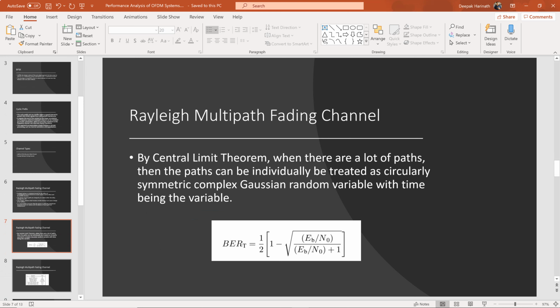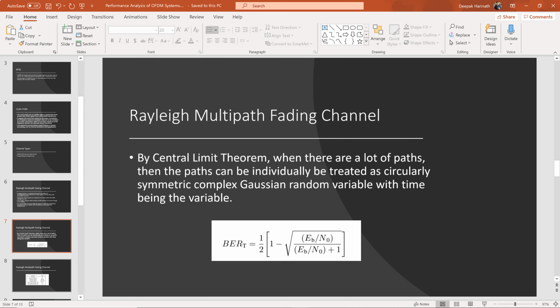Now, by central limit theorem, when there are a lot of paths, the paths can be individually treated as circularly symmetric complex Gaussian random variables with time being the variable. Hence, the random variable that, as mentioned, we'll be using is Gaussian. Now, the theoretical bit error rate is given by this expression, and it is dependent on the Eb by N0 ratio.